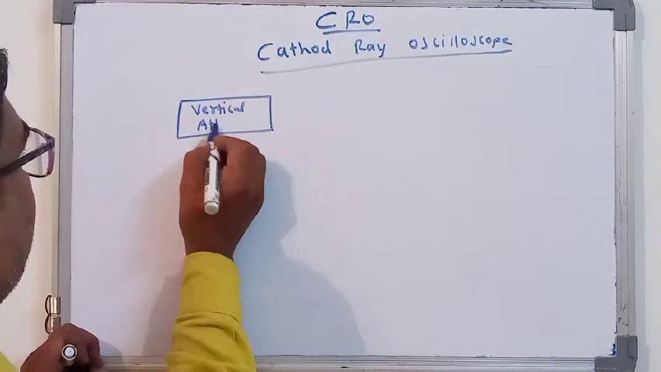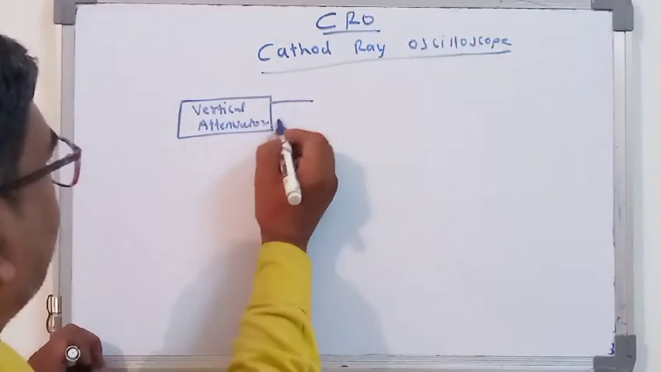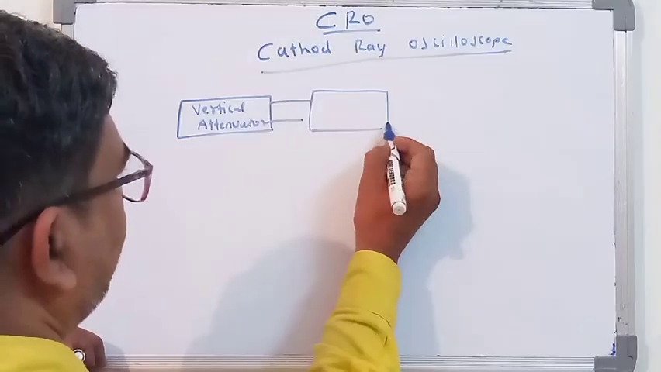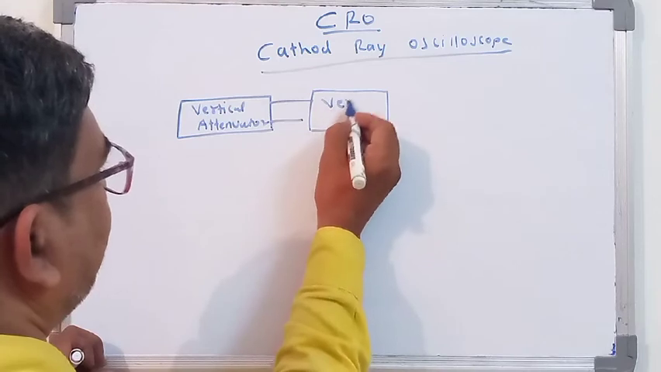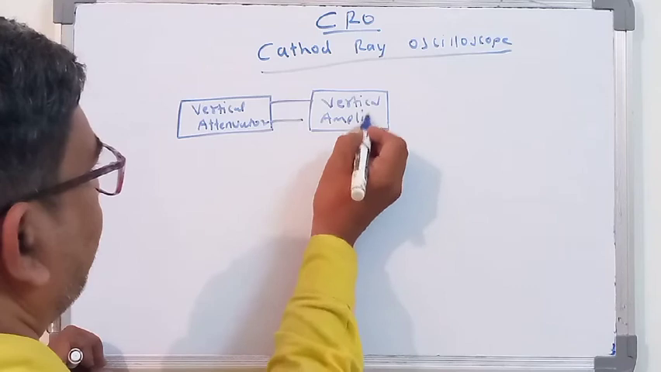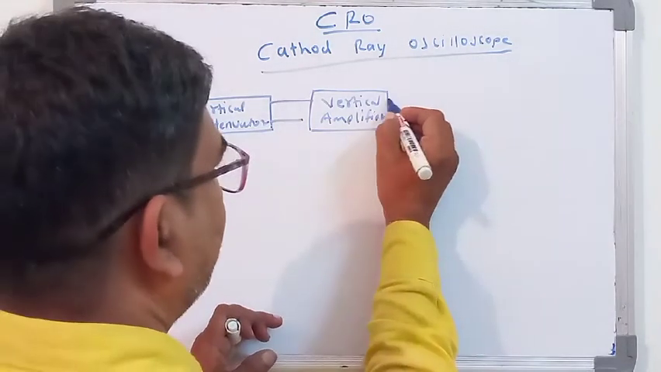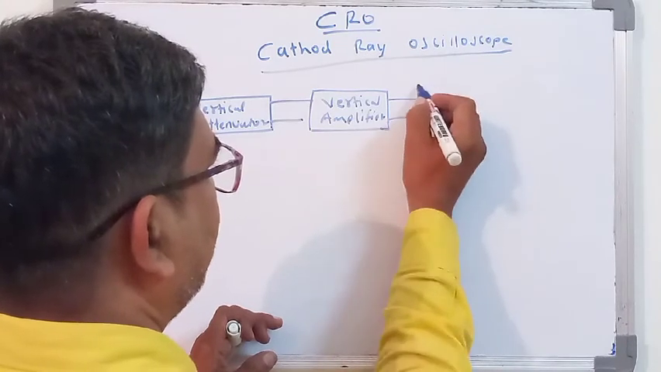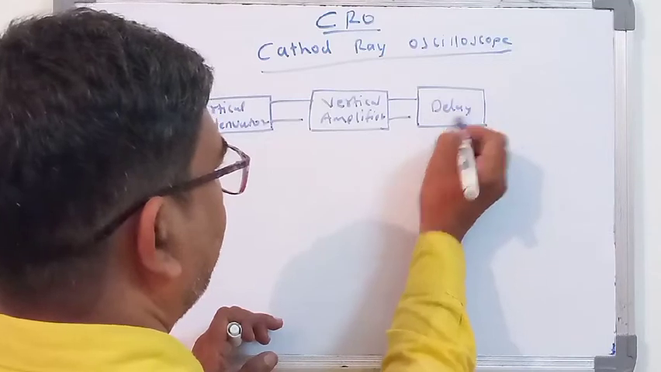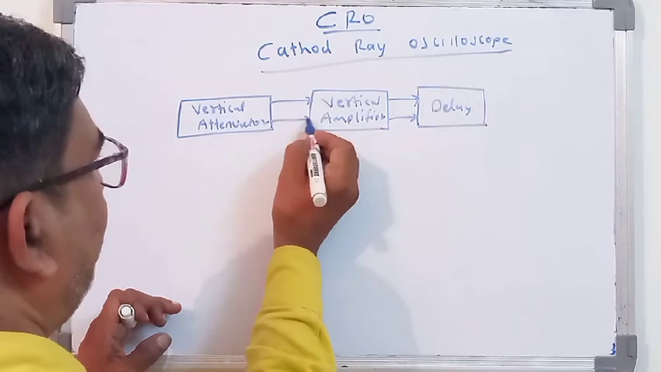Vertical attenuator. Second block is the vertical amplifier. Third block is the delay. Okay students, so these are the three blocks.